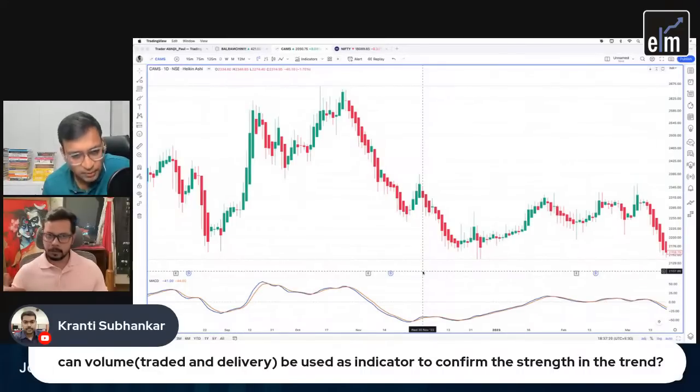Delivery percentage of volumes, yes, but that is not the reason to buy. That is a supporting evidence. उसके बेसिस पे हम लोग नहीं खरीद रहे. हम लोग आइडेंटिफाई कर रहे हैं, खरीद रहे प्योरली बेस्ड ऑन प्राइस एक्शंस एंड डेरिवेटिव्स ऑफ प्राइस.